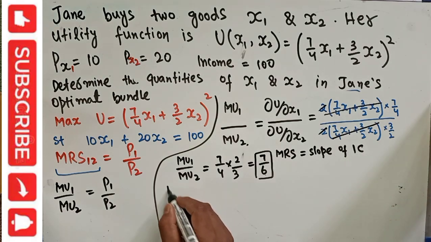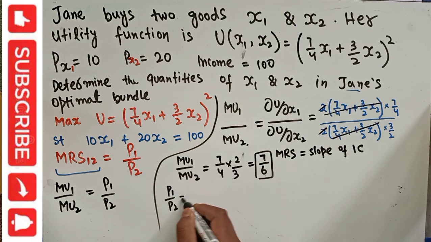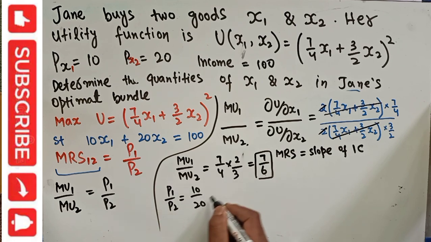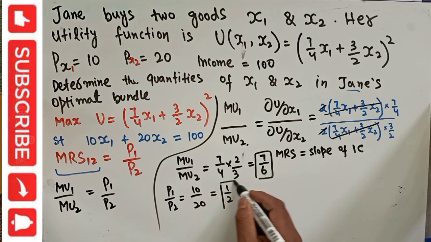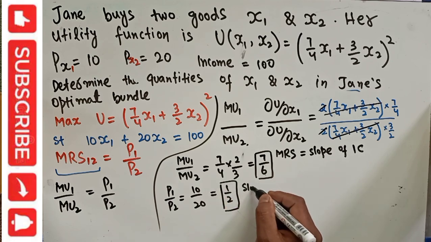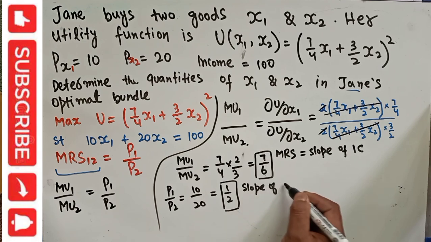Then what is price ratio? P1 upon P2, which is given to us, is 10 divided by 20, which comes out to be 1 upon 2. Okay, so this denotes the slope of the budget line. Here we need to compare the slopes to find out the optimal bundle.